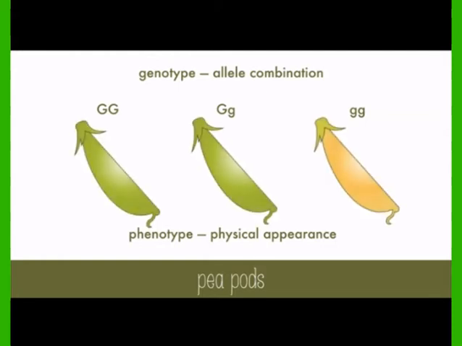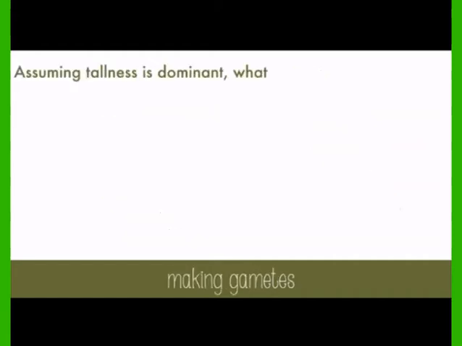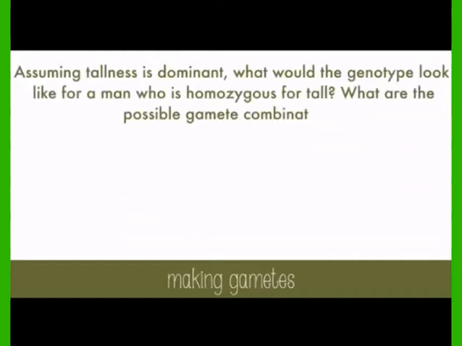Now this is pretty simple, but let's try thinking about this in terms of making gametes. Assuming tallness is dominant, what would the genotype look like for a man who's homozygous for tall? And what are the possible gamete combinations? Now because tall is dominant, this would be a homozygous dominant genotype, 2 capital letters. Again, you can choose any 2 letters you like, but I'm going to use T for tall.